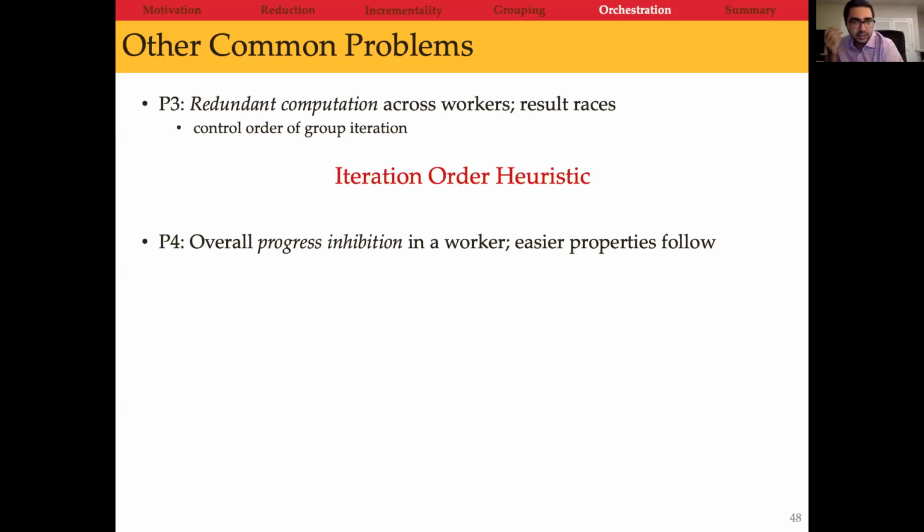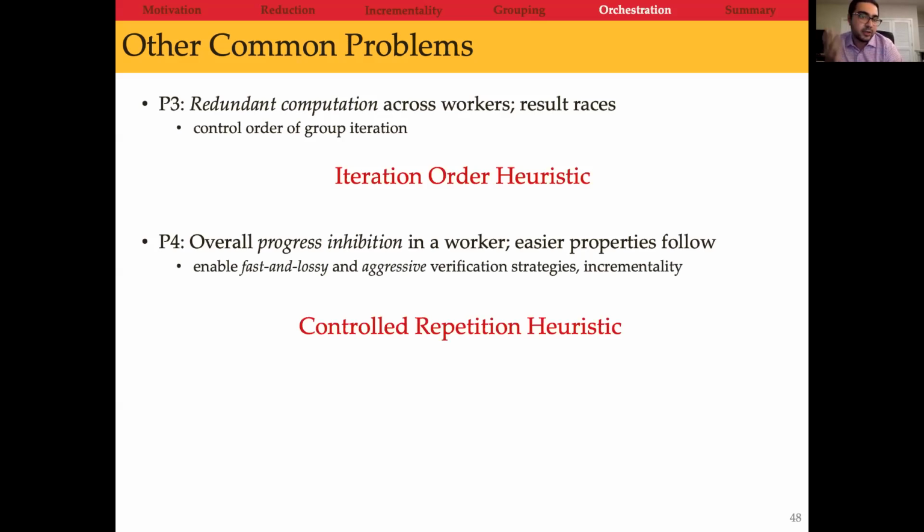The other problem is that of overall progress inhibition in a worker, in which a particular worker just gets fixated on solving a hard property, and it might be the case that several easier properties might follow. If we were to prove the easier properties first and then come back to the hard property, it might be easier to solve the hard property as well. So our controlled repetition heuristic enables these fast, lossy, and aggressive verification strategies that allow us to preempt the verification of a particular group, pause it, move on to the next group, and then come back to the group at a later point in time.